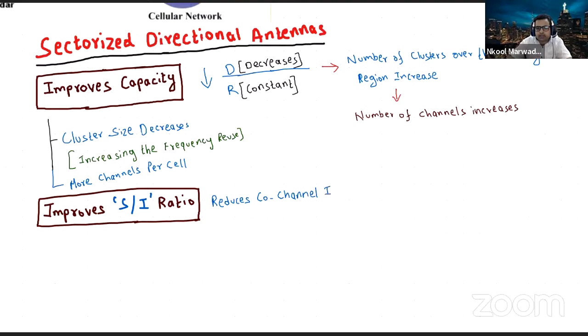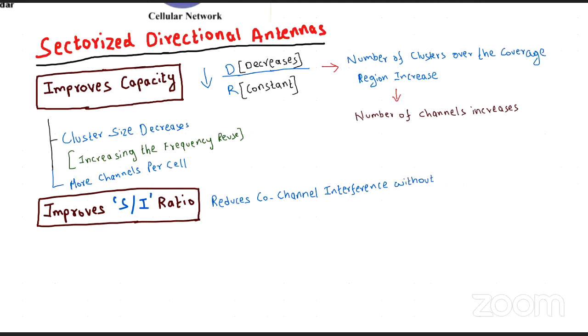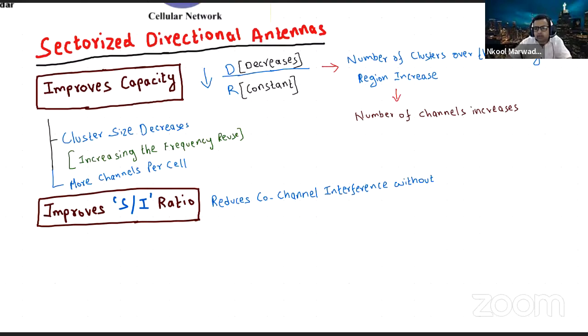And it's so interesting that we can reduce the co-channel interference without decreasing the transmit power, without decreasing the capital S, the signal power. Hence, the S by I ratio will improve significantly because S doesn't have to decrease, but I will be decreased automatically in cell sectoring.